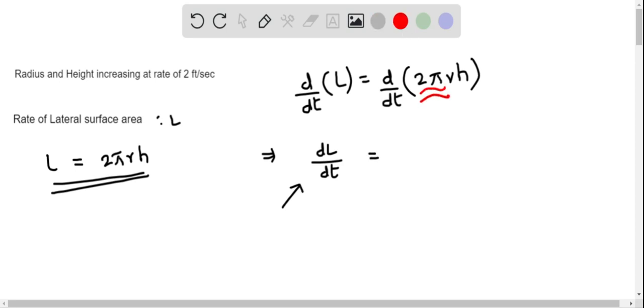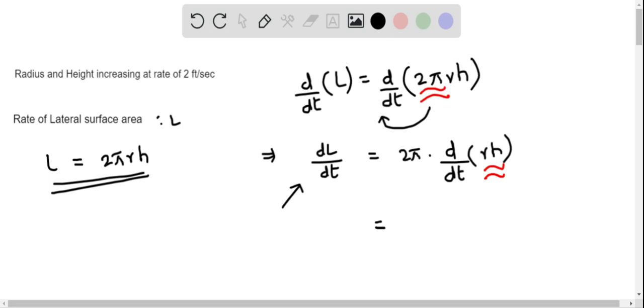This is equal to, since we have this constant 2 pi, when we use the constant multiple rule of derivatives, we can factor this out of the derivative. So we will get 2 pi times d by dt of r h. And to find the derivative of r h, we have to basically use the product rule. So in the next step, I'm going to do that.